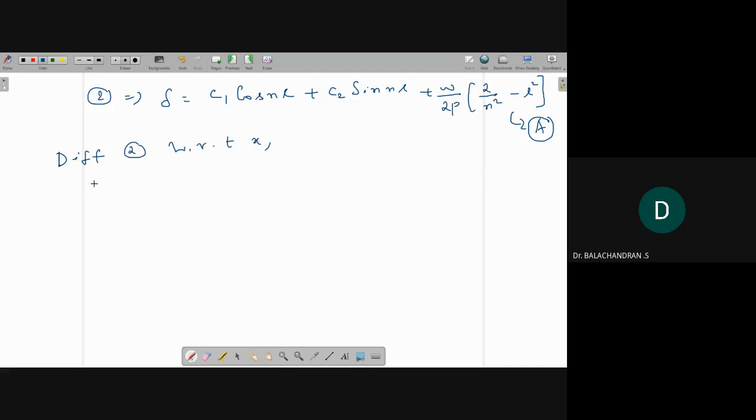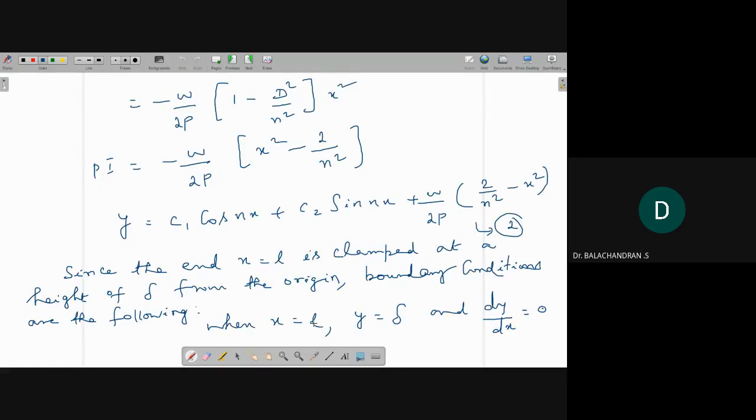So you'll get dy by dx equal to, so please check it. I'll write the answer, you can check it. Minus C1 into n sin nx plus C2 into n into cos nx minus omega x by p. So I call this equation 3. Now I am going to use the other condition. When x is equal to L, dy by dx is equal to 0.